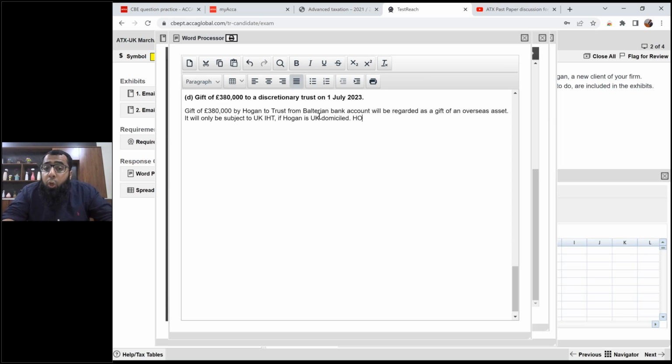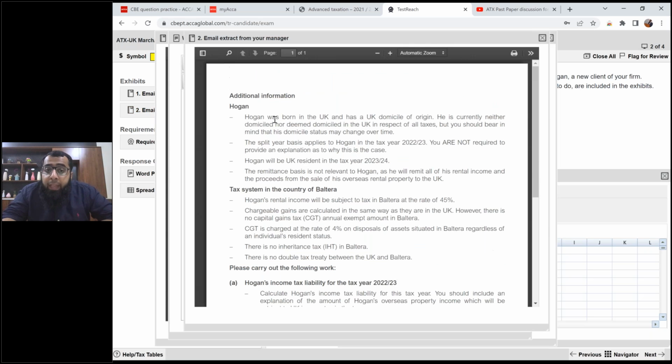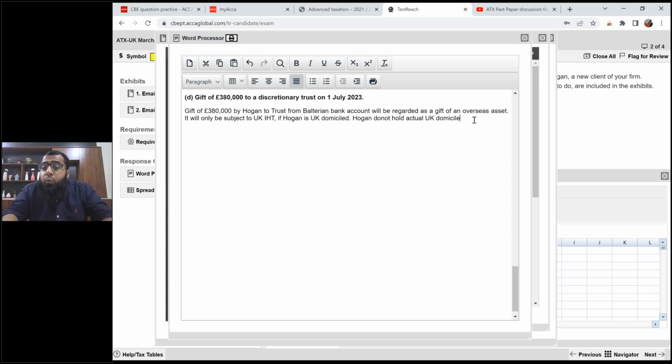Now, Hogan does not hold actual UK domicile. It is written in the question. He is currently neither domiciled nor deemed domiciled. Okay, Hogan does not hold actual UK domicile currently. However, he may be subject to deemed domicile status as the following conditions are satisfied.